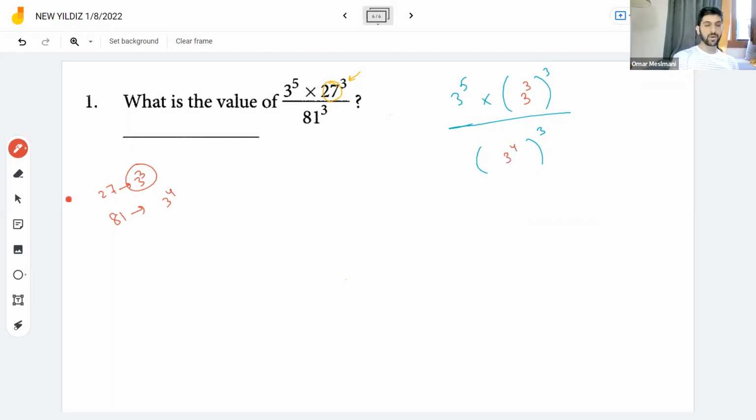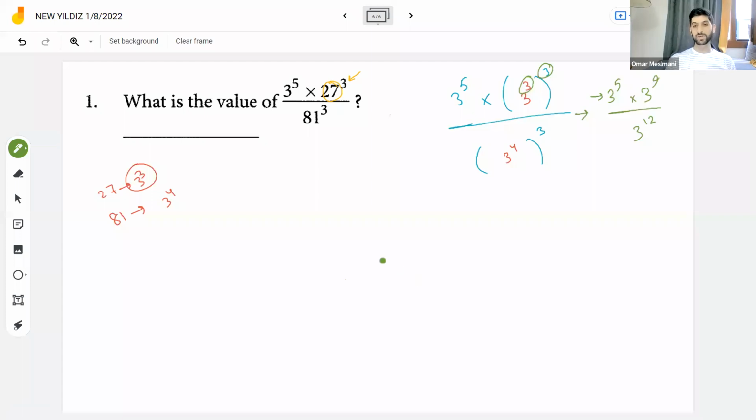Okay? Now I'm going to use one of the 11 rules that we have. One of them says that if you have a power and a power, especially with a bracket, it means that you multiply the powers. So 3 power 5 multiplied by 3 power 3 times 3, 9, over 3 power 4 times 3, it's 12. This is using rule number 9, I guess. And now I have a denominator. You see the denominator? I have a multiplication. I have the same base.